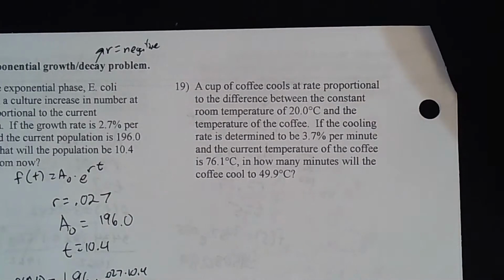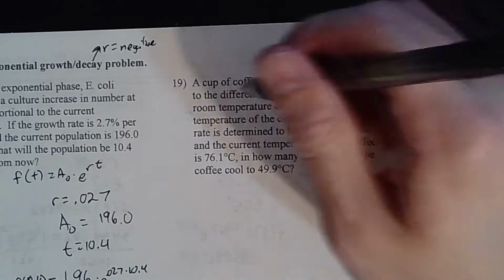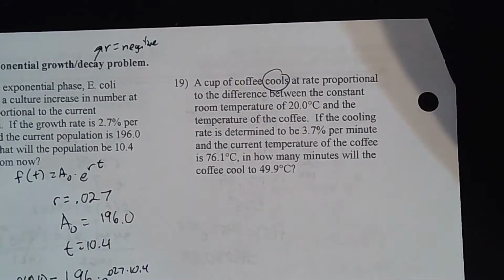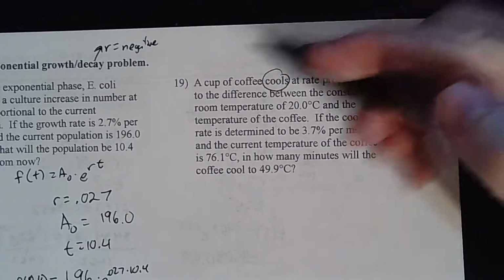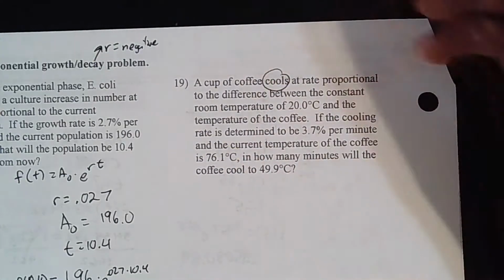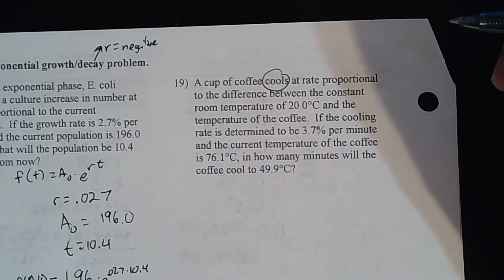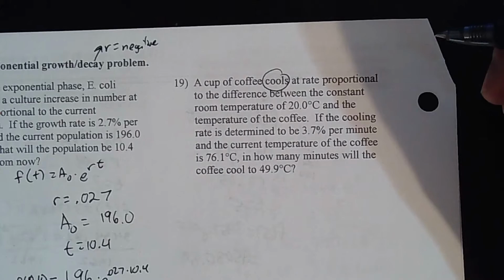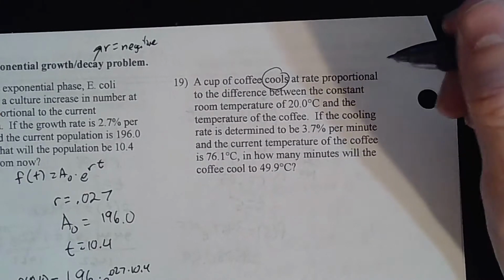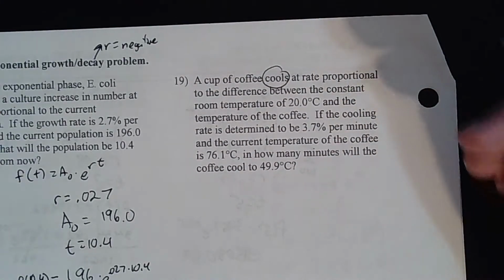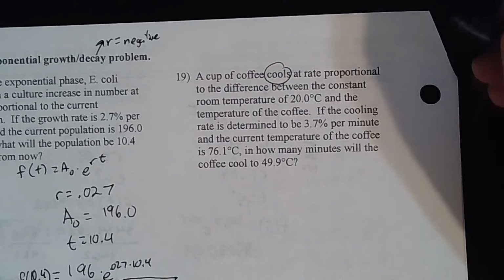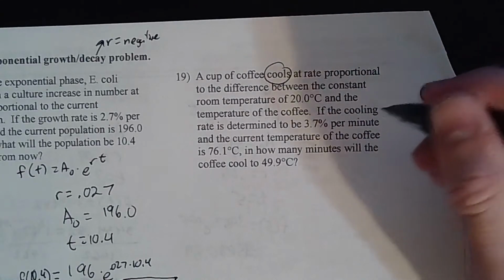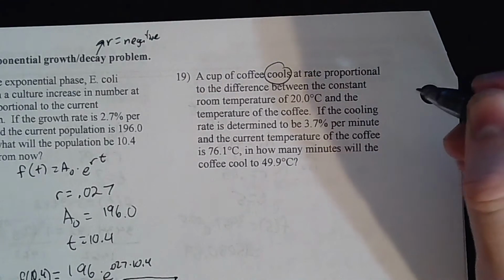So the key here is because it's cooling down and getting a lower number, that is talking about this r being negative. That's the hardest part about this question, realizing that, because I actually haven't given you one like that in class yet. It's kind of why I'm making sure I'm going over this in the video. Hopefully I'll do it during class later too. Anyways, let's just keep on moving.